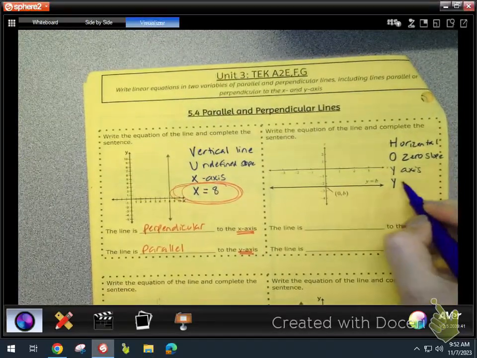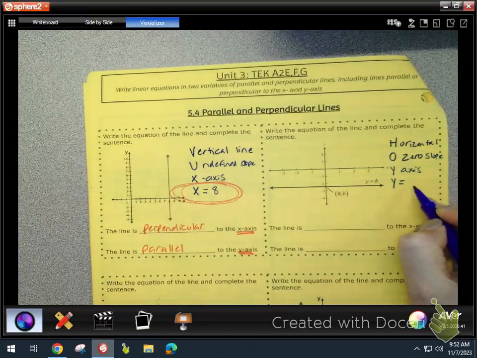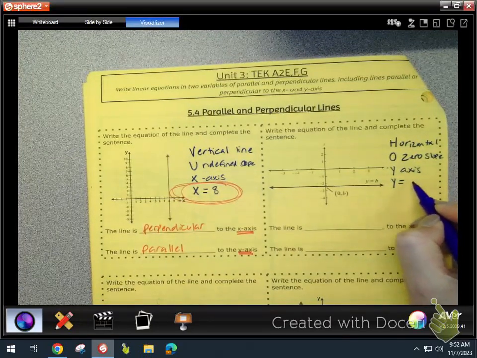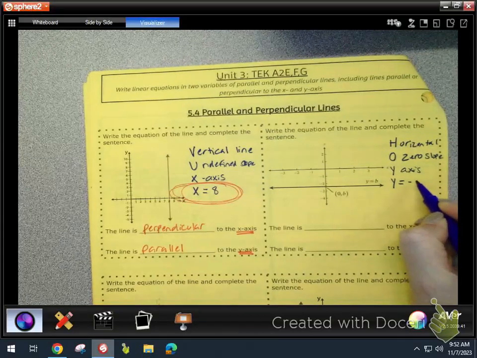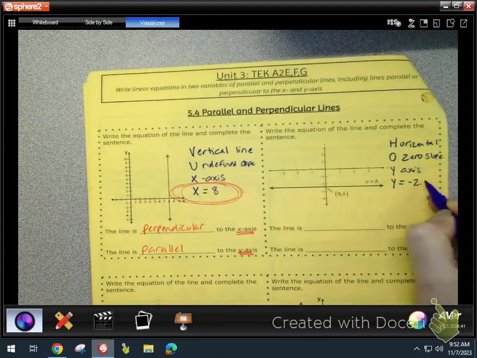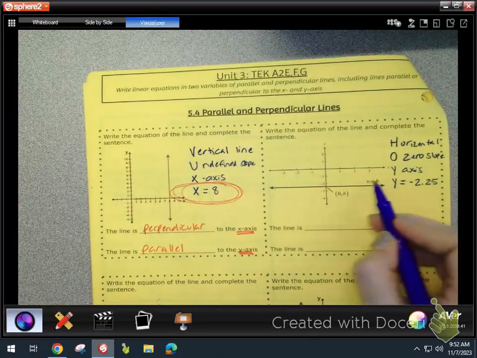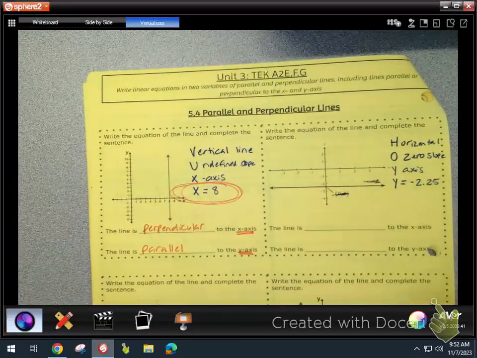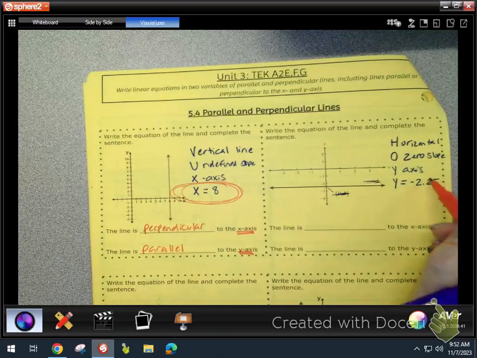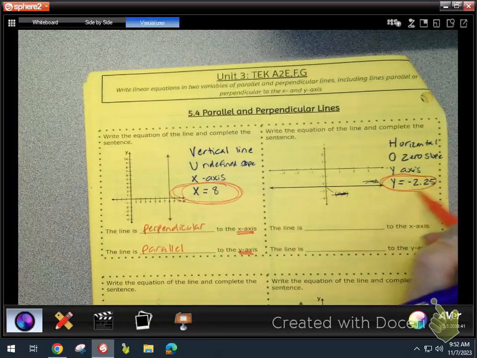What do y'all want to say that is? Y equals what? Negative 2 point, I'm going to say 2.25. How about that? So it looks a little bit closer. They put B, but we'll scribble that out. Okay, so y equals, again, the reason that it's y equals is because it's horizontal.